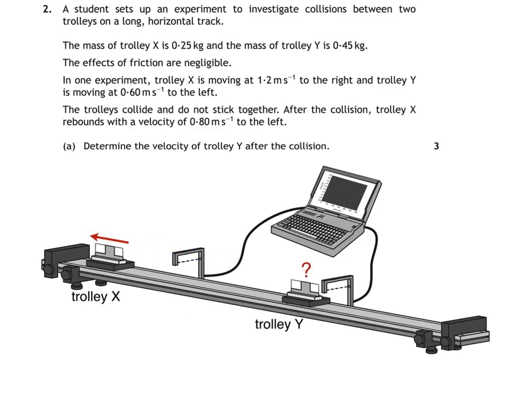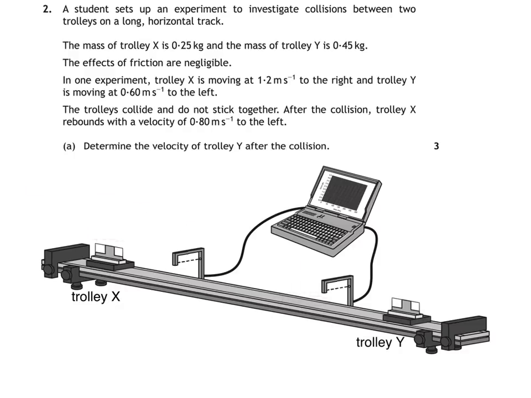To do this, we use the conservation of momentum. Momentum is a vector, and since we have trolleys moving both from left to right and right to left, we'll have to decide which direction is taken as positive. We call this sign convention. For this question, we'll take the initial direction of trolley X as positive. Let's give ourselves more space to work out the answer.